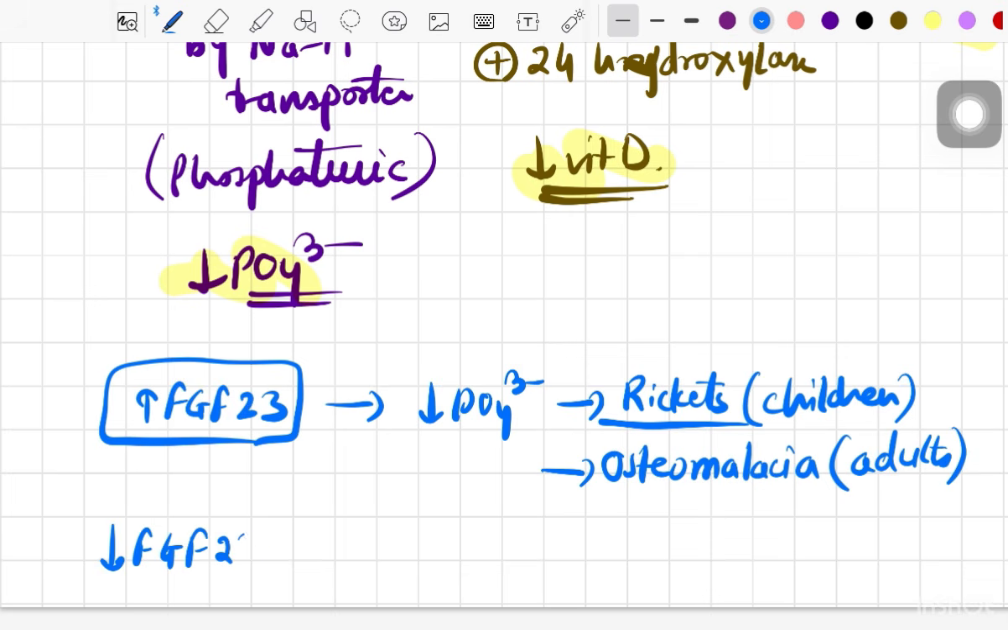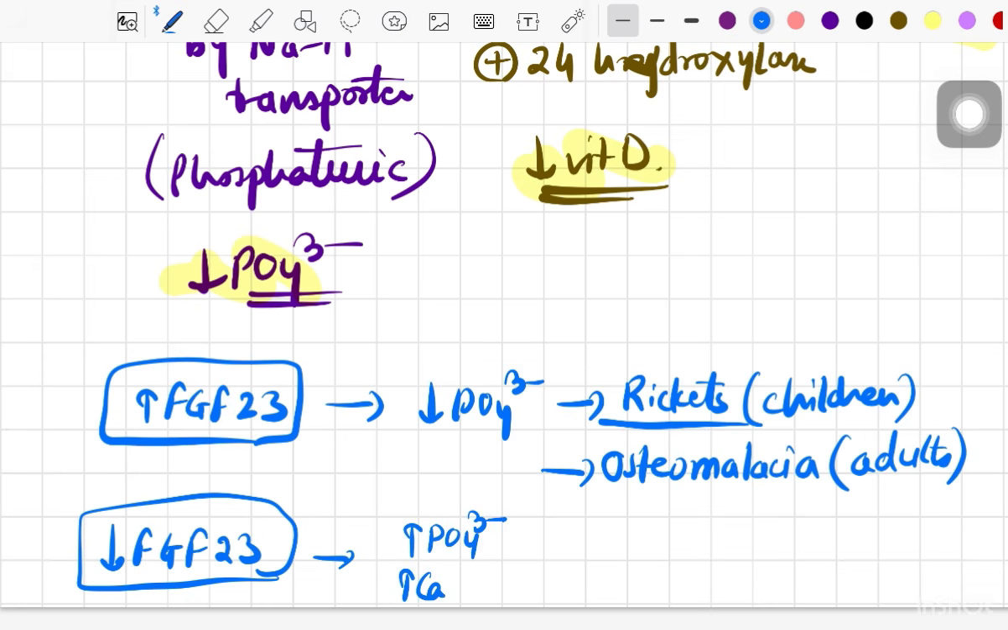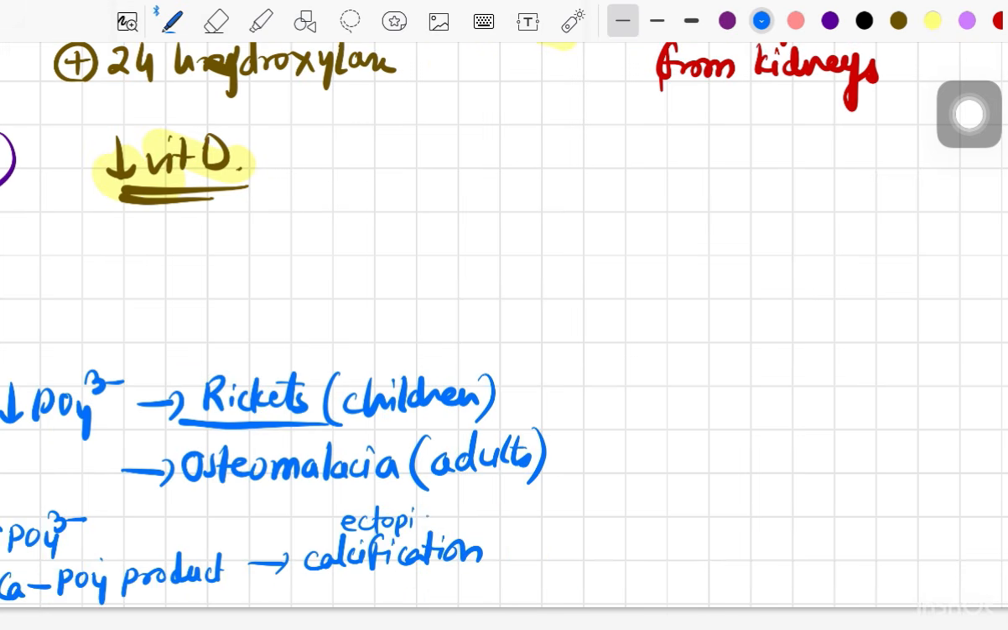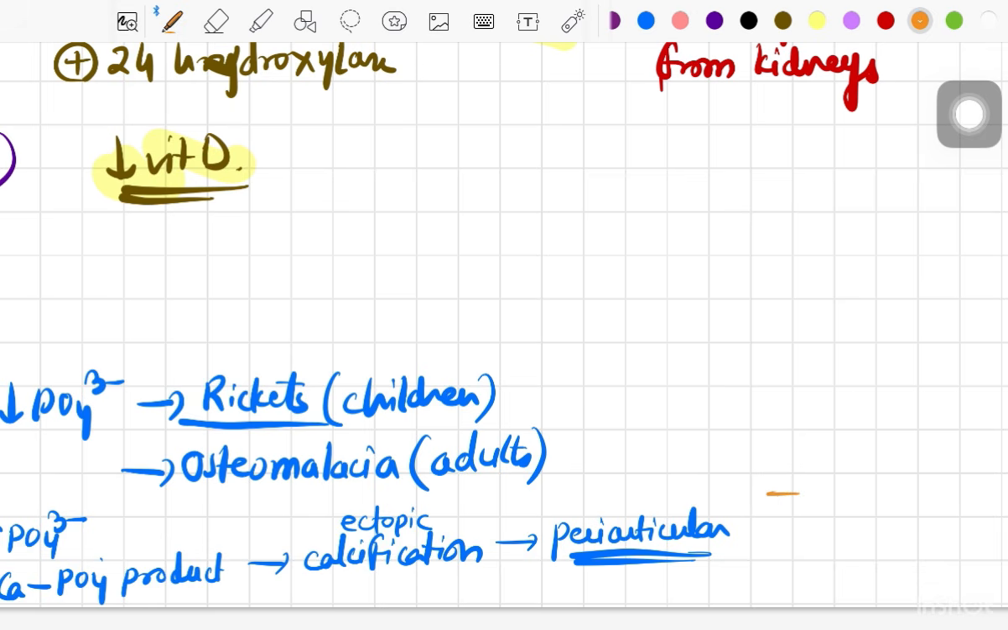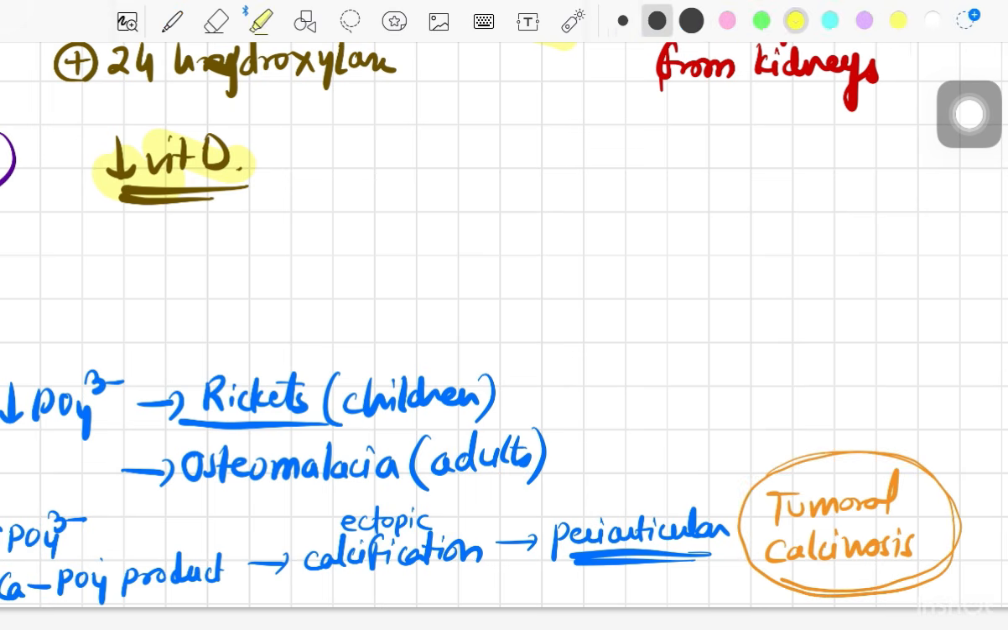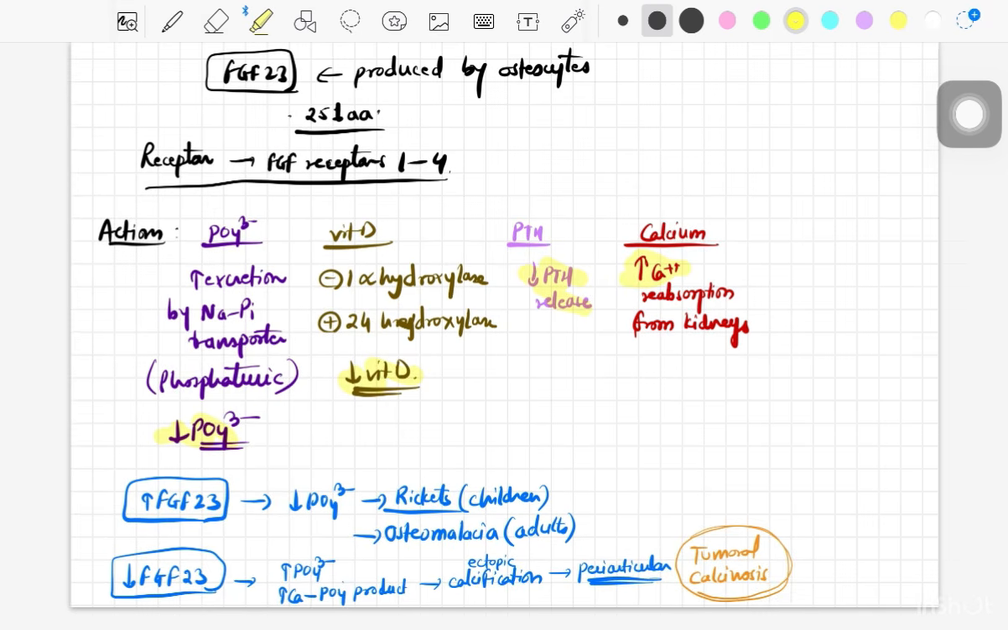And if FGF23 is low, if there is deficiency, it will lead to increased phosphate levels, and increased phosphate levels will lead to an increased calcium phosphorus product, that will lead to calcification at ectopic sites, and this ectopic calcification will settle in the periarticular regions, most prominently, and that will lead to tumoral calcinosis. So this calcification appears like a tumor, hence it is known as tumoral calcinosis. So these are some of the points related to FGF23.